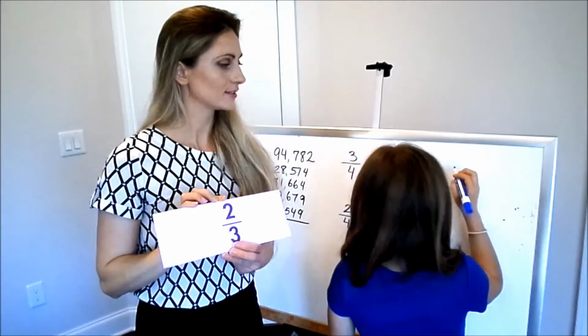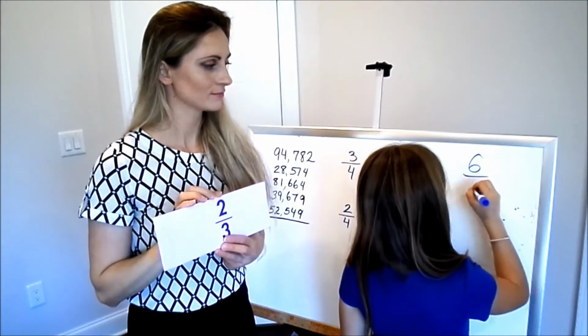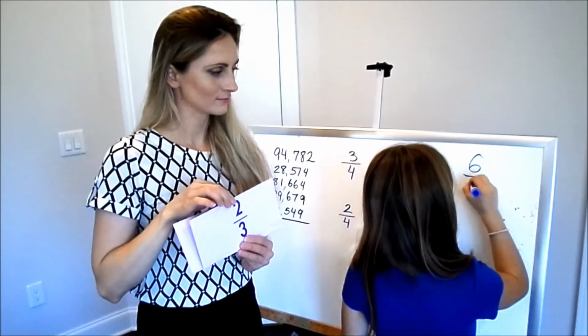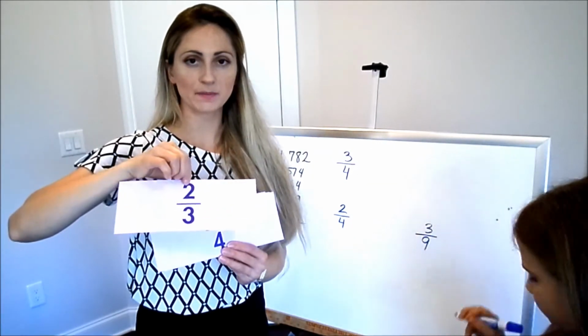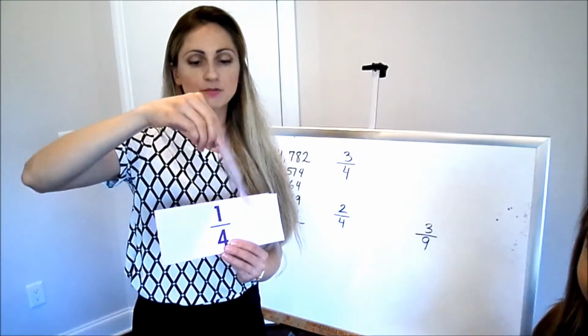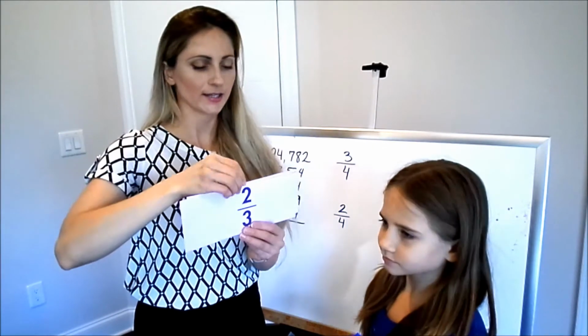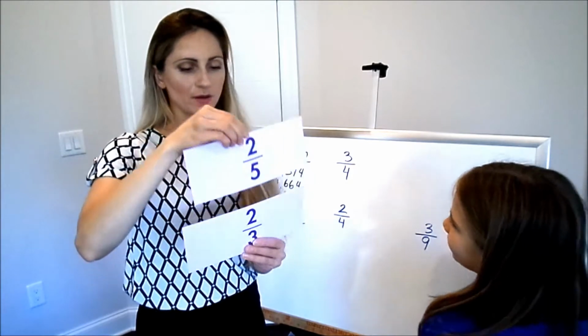And last one. Oh, no, not the last one. 2/3. 6/9. 2 is multiplied by 3 and 3 is multiplied by 3. You get 6/9. All right, this is the last one. It's going to be a hard one. Go.